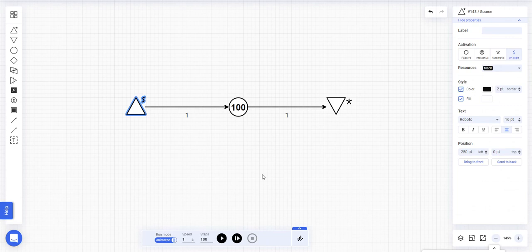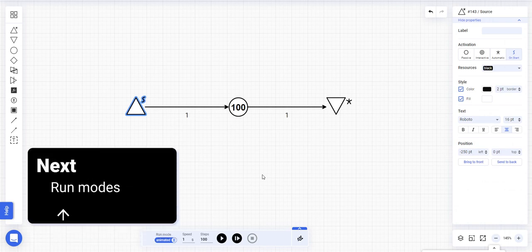To sum up, the four activation modes of machinations decide how each node behaves during a run. Choosing the right activation mode for a node greatly influences the outcome of an execution. In our next video, we will be talking about the four run modes of machinations.